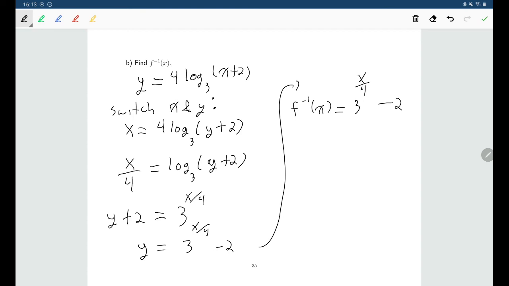So the fact that this is an exponential function with base 3 shouldn't be a surprise, because we know that the original function was built off of log base 3, and we know that the inverse of log base 3 of x should be 3 to the power of x. So the fact that I've got an exponential function with base 3 as my inverse should come as absolutely no surprise.